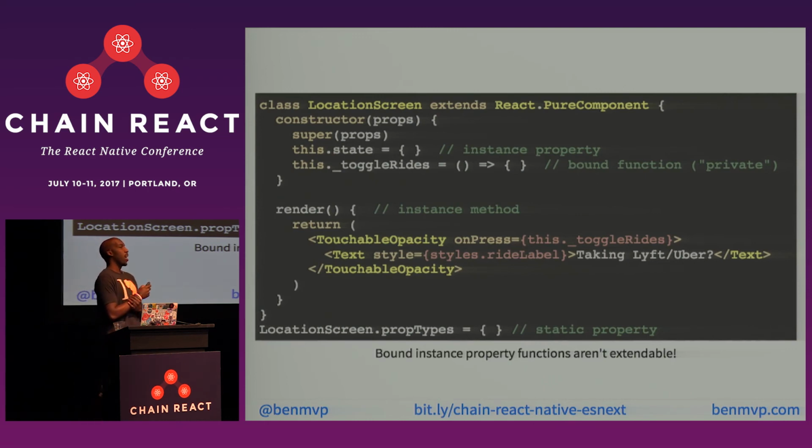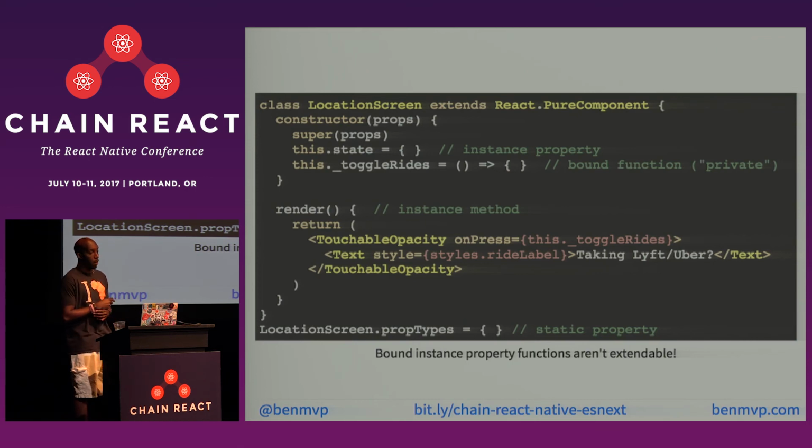So what that means is that this function, toggle rides, cannot be extended or subclassed. If you wanted to actually subclass location screen, toggle rides would not be there. So we don't do OOP in React Native anyway in terms of our components, so it's not a huge deal. You probably wouldn't subclass the location screen for any reason. You would probably use HOCs or something like that to share code. So it's probably not a problem.